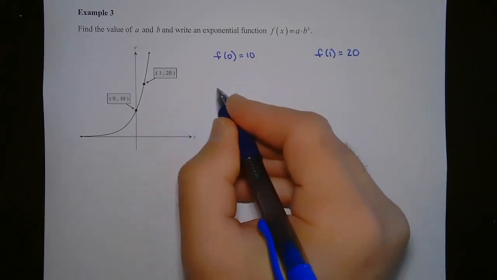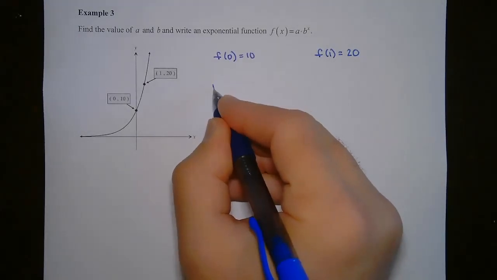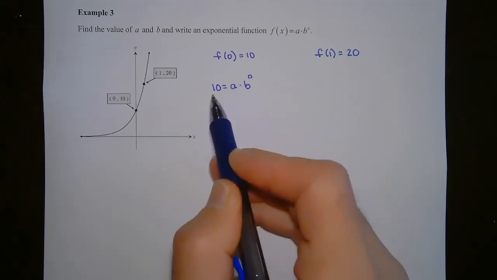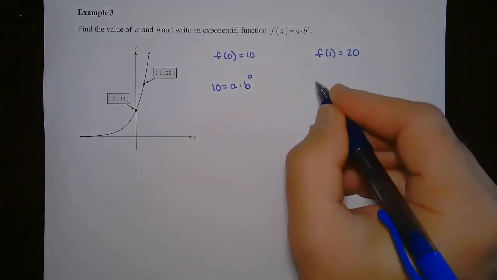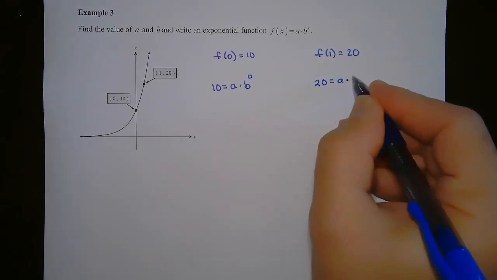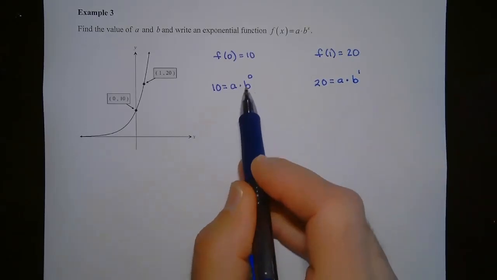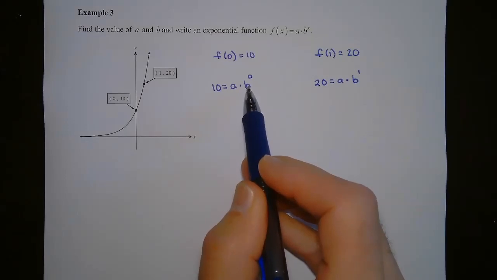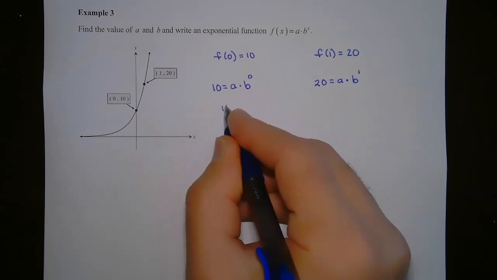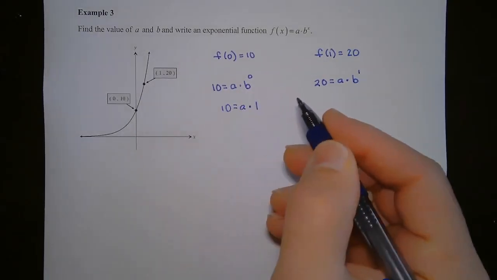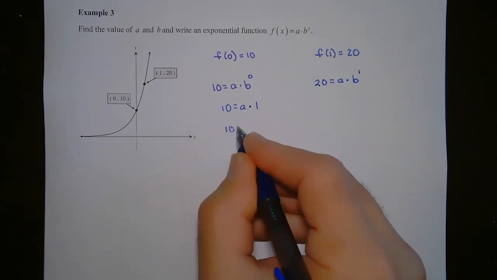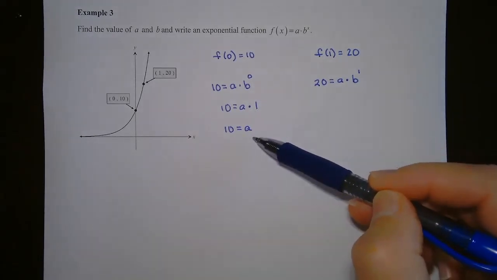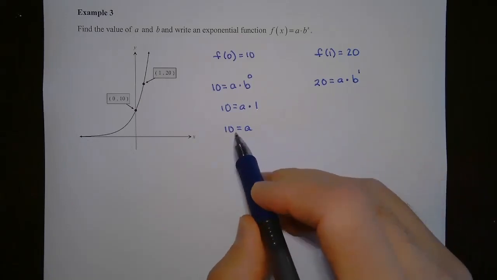So right here, it's the same thing that we've been doing for the last 2 examples. What we have is 10 is equal to a times b to the 0 power, because if I put 0 in, I get 10 out. Over here, if I put 1 in, I get 20 out, so 20 is equal to a times b to the first power. B to the 0 power is just 1, because b can't be 0. It has to be between 0 and 1 or bigger than 1. So 10 is equal to a times 1, and a times 1 is a. So 10 is equal to a. That's why it's nice when we have an input of 0, because we lose our b right off the get-go.